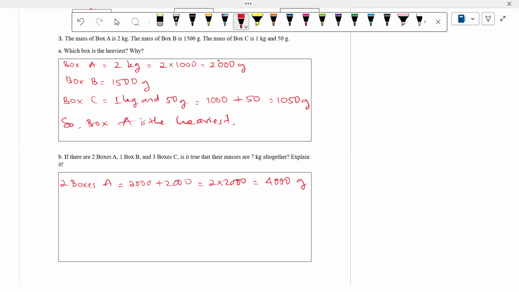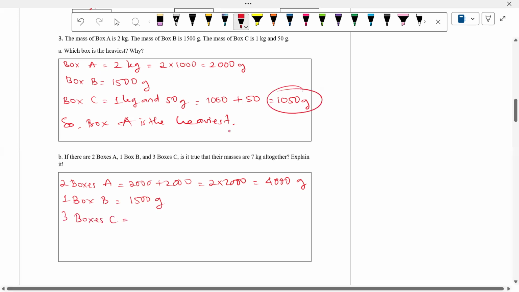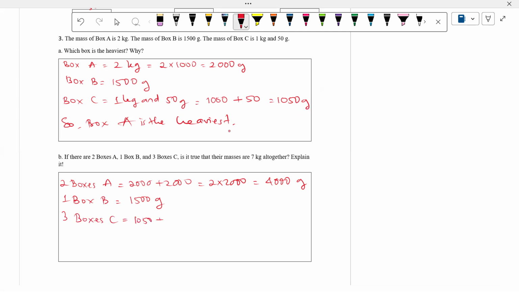And then one box B. Box B is 1,500 grams. 3 boxes C. We need to add this until 3 times. 1,050 plus 1,050 plus 1,050, or equals 3 times 1,050, which is 3,150 grams.